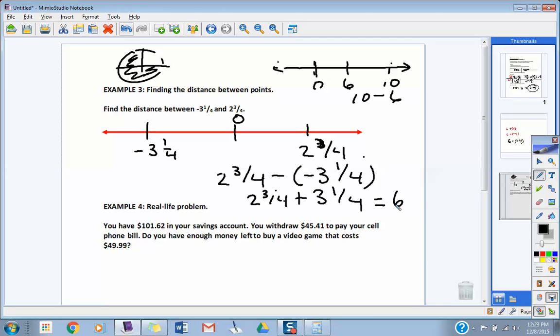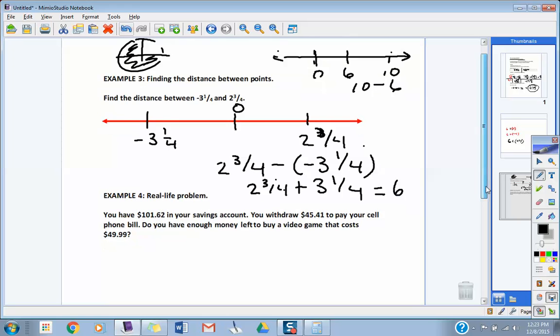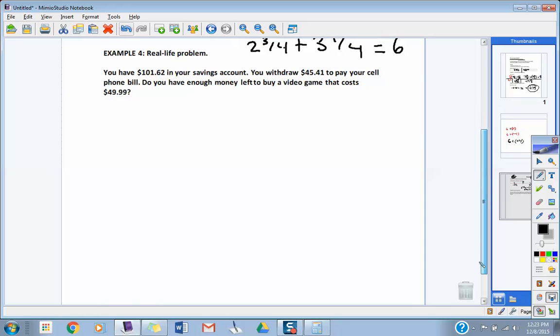All right, let's look at this last example. How about a volunteer to read example 4 for me, please? You have $101.62 in your savings account. You withdraw $45.41 to pay your cell phone bill. You have enough money left to buy a video game that costs $49.99. Okay, thoughts on how to solve this here? I want to know if you have enough money left over. What do you do? Kyle, what do you think?